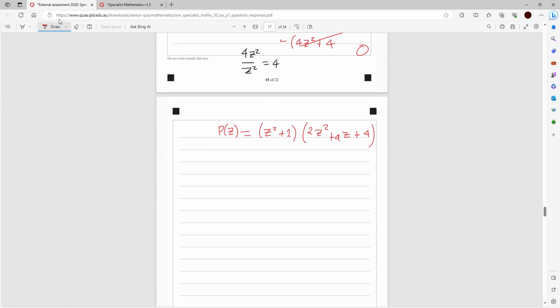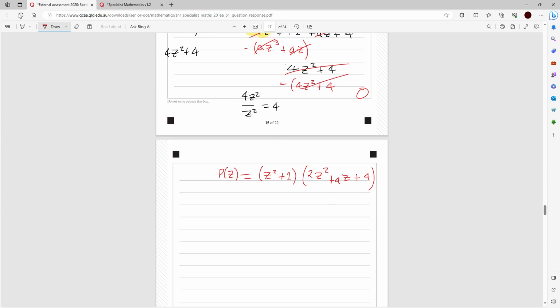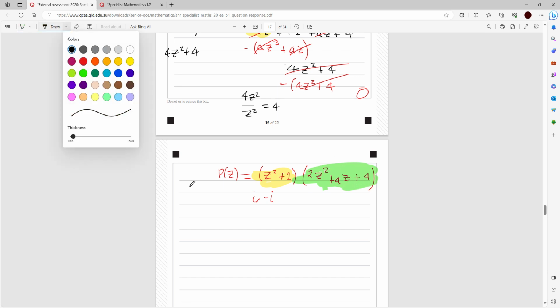So what we're going to do is use our second bit of information we got told. The remaining roots of p of z have imaginary components. So this means we know what these solutions are. We know those are i and negative i. This bit here, the green bit, can only have complex solutions. So we're going to rewrite this pretty much in its quadratic form.